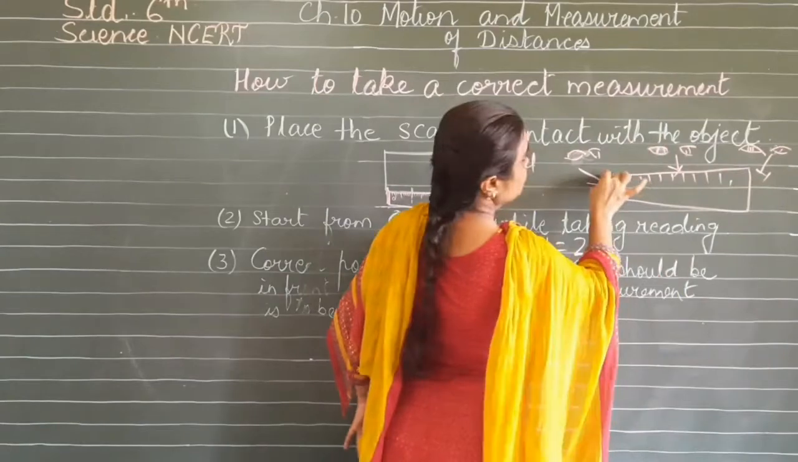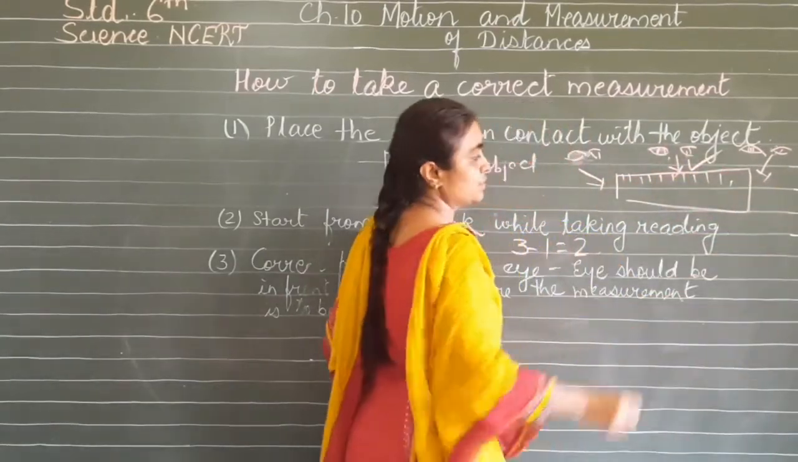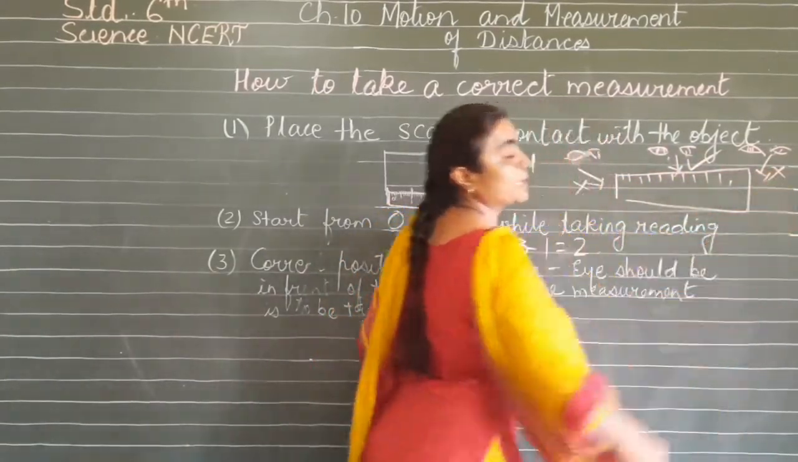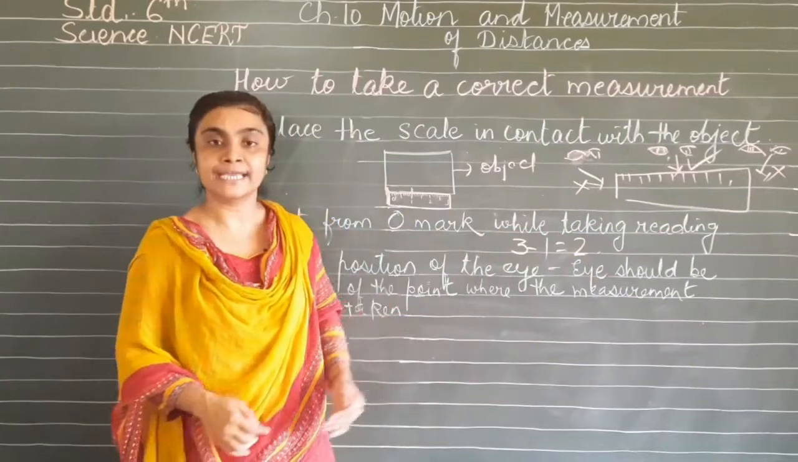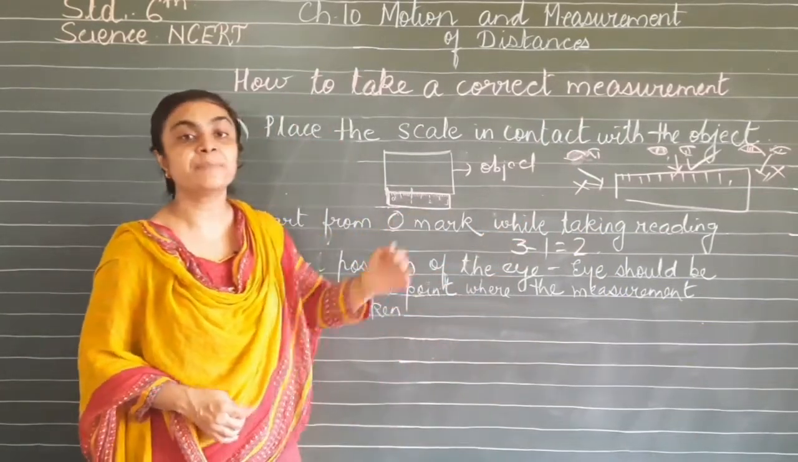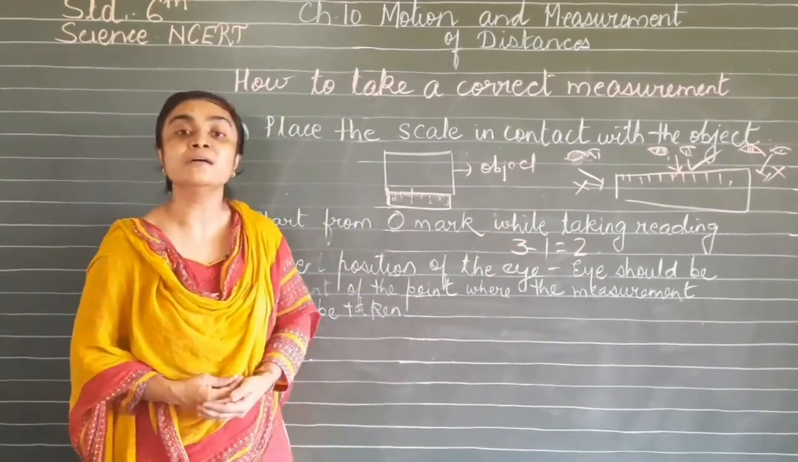So here and here. This is the correct position. It should be in front of that particular object while taking reading. So these are the different precautions while taking the measurement.